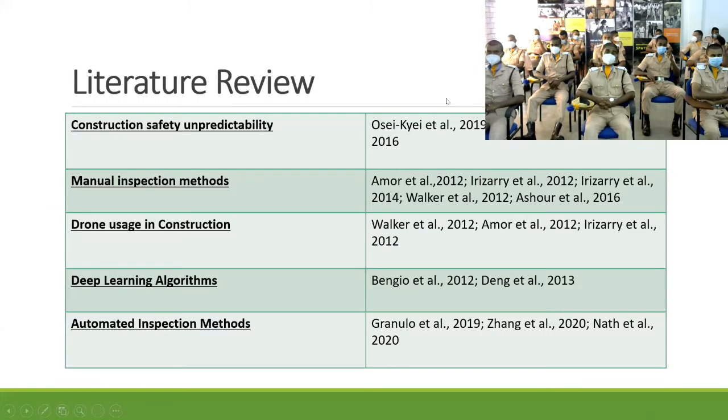The study built upon the past valuable findings. I structured it throughout the following topics: construction safety, unpredictability, manual inspection methods, drone usage in construction, deep learning algorithms, and automated inspection methods. Basically, in the past studies on the last topic, automated inspection methods, most of them are outside the construction industry. Some are on construction, but they don't directly apply to safety officers' inspection methods, and none of them are using drones. So I'm going to fill that gap using my research.